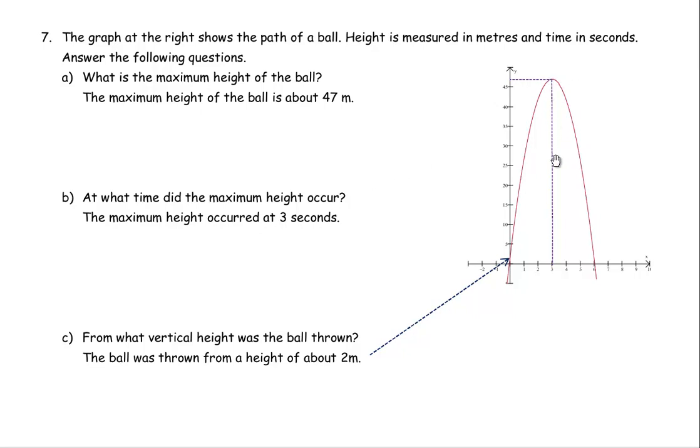So we scroll down along the graph here, and at 3 seconds, that's when it occurred. For C, it says, from what vertical height was the ball thrown? So that means what's the initial height at the beginning, like at 0 time. So you would look for the y-intercept right here, and it's about 2. So it was thrown from a height of about 2 meters. At time 0, the height was about 2 meters off the ground.